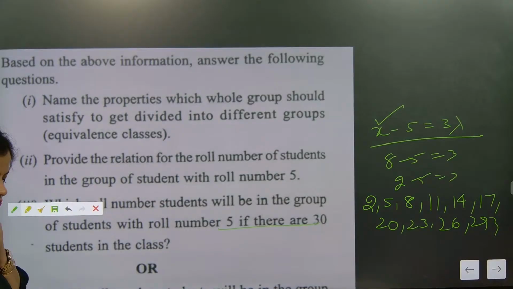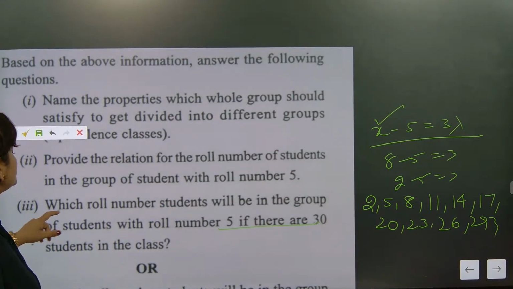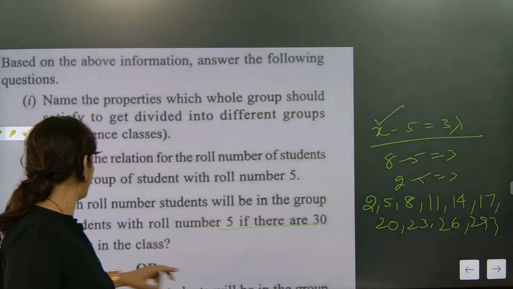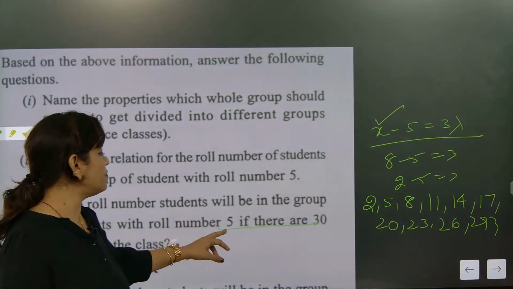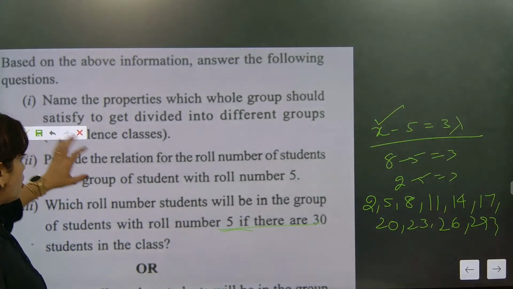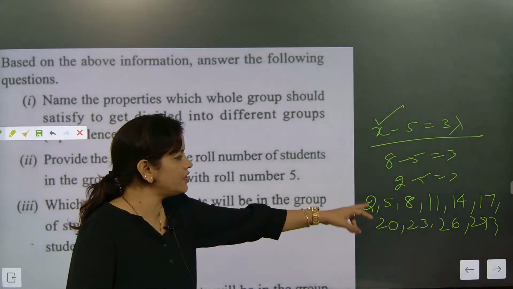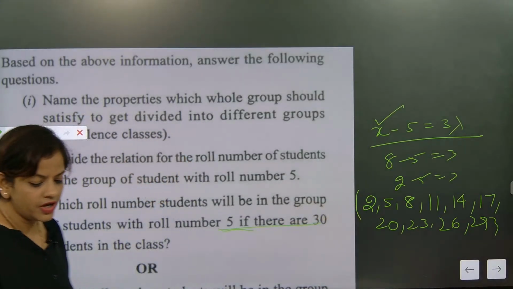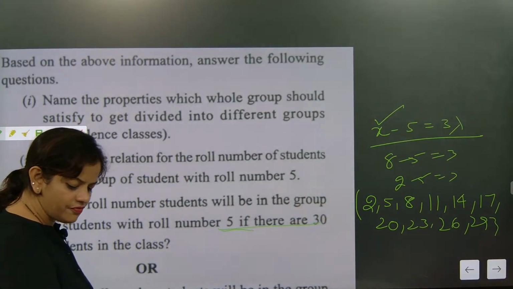Check this one out. They are asking which roll number students will be in the group of students with roll number 5 in this part. Now, this is exactly the equivalence class we have found out. This is a very important question.